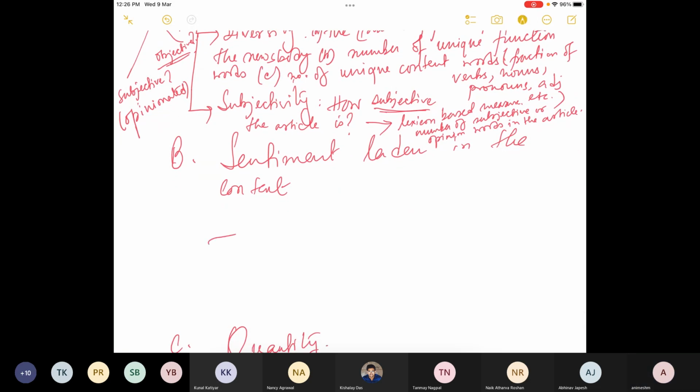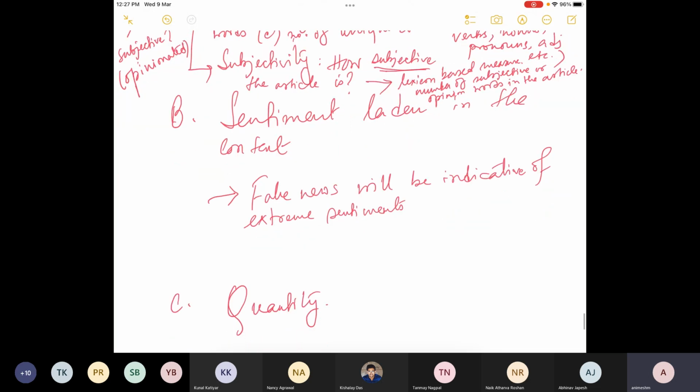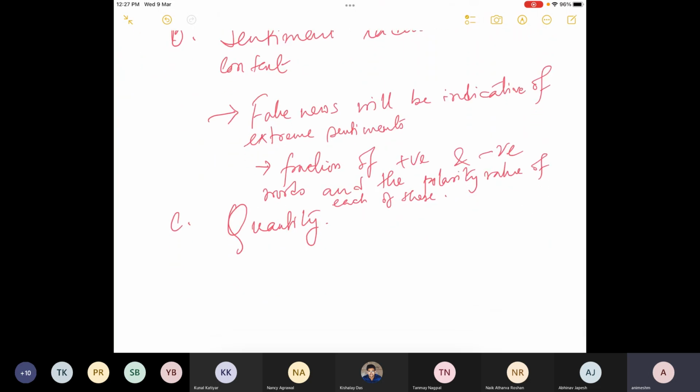Now, sentiment. As we had already discussed, fake news will be indicative of extreme sentiments. So they did a simple sentiment analysis and used the fraction of positive and negative words and the polarity value of each of these as features.